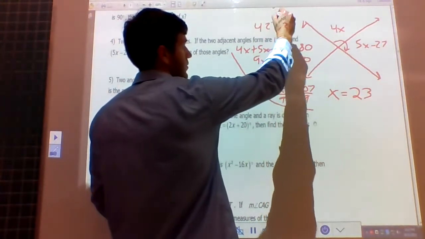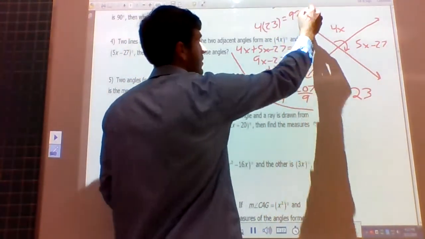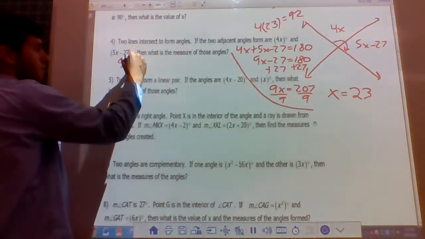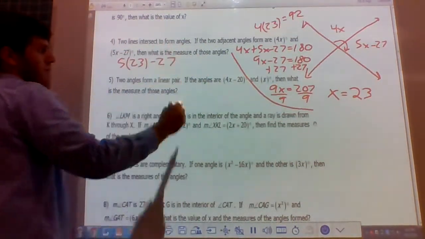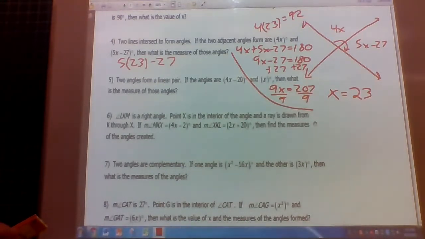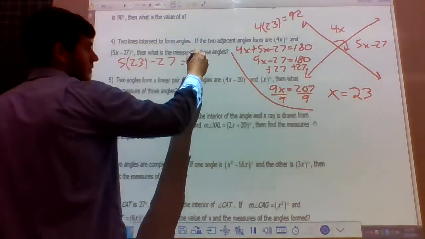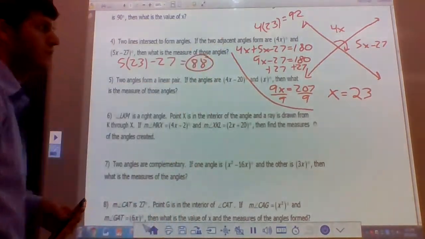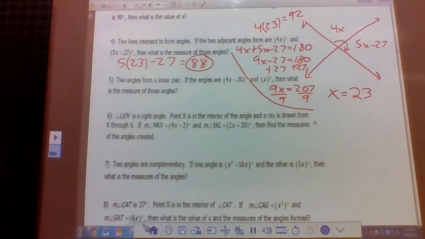So it's going to be 4 times 23, which is 92. And then we're going to have 5 times 23 minus 27. So that's going to be 115 minus 27. That's going to be 88. And then 88 plus 92 is going to give us 180. So 5 times 23 minus 27 is 88.